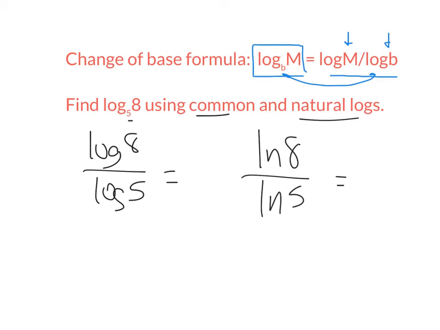You can change it to any base you want to, but the reason we choose either common or natural log is that's what your calculator does. So I'm punching it in right now, log 8 over log 5, and I get 1.2920. You might have punched that in with me. The second one, I'm punching it in also, natural log 8. Make sure you close your parentheses, over natural log 5. Got the exact same answer, because it doesn't matter what base you change it to as long as you change it to the same base.